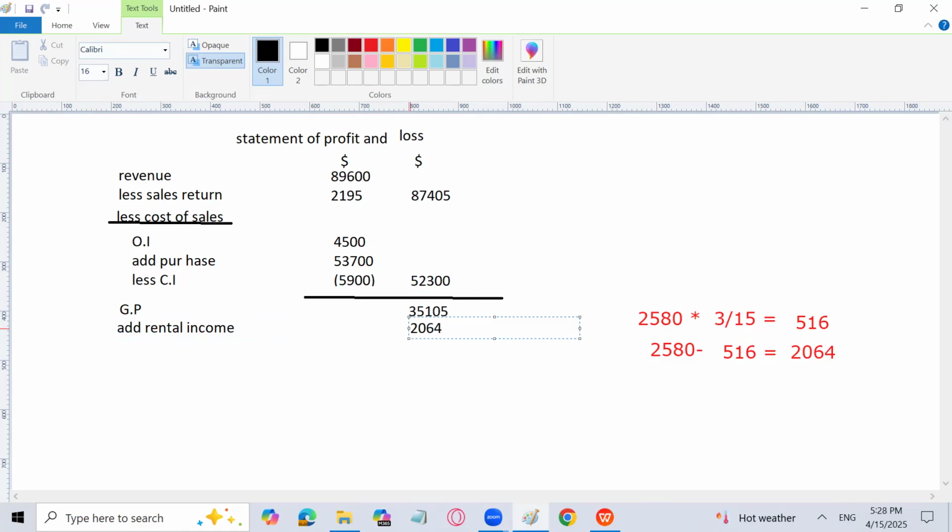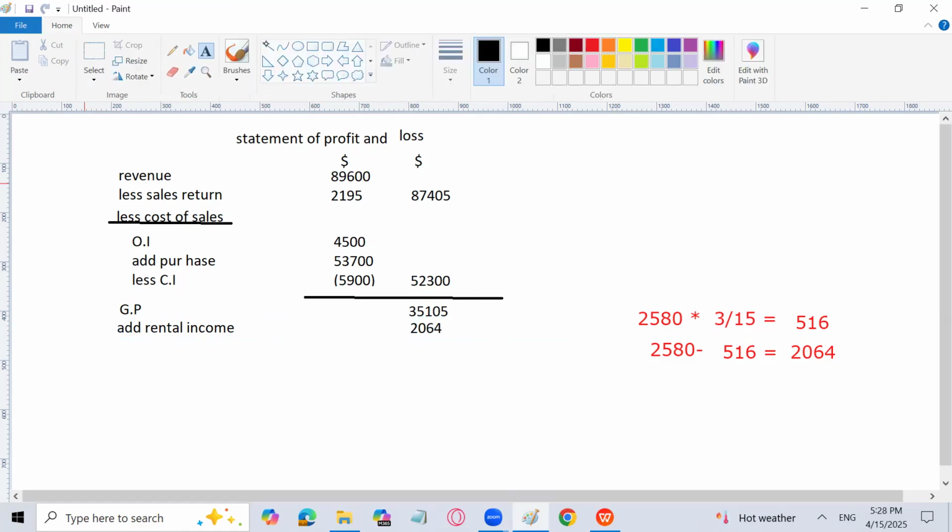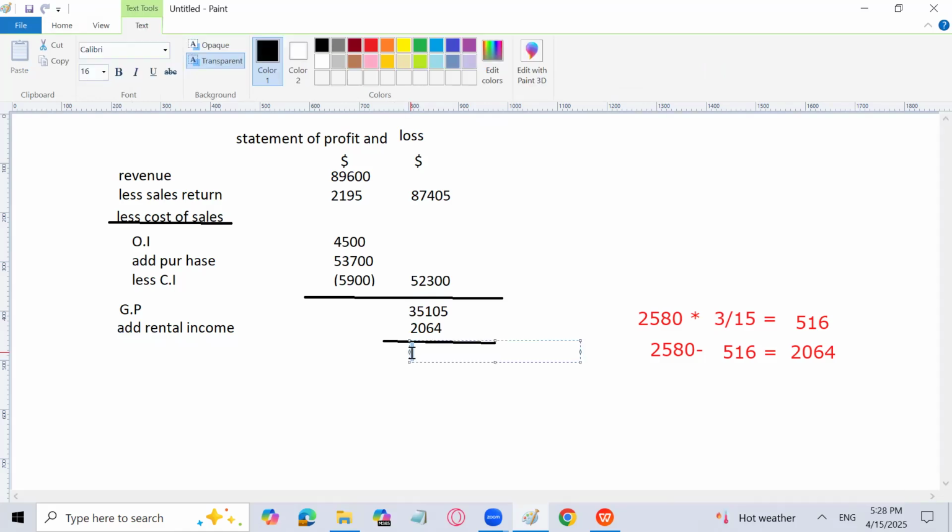Why, sir? Because the income is 2,580, but there was prepaid rental income which is received in advance. So it will be subtracted. 2,580 minus 516, 2,064 is our income. So now 35,105 plus 2,064, 37,169. Now less expenses.